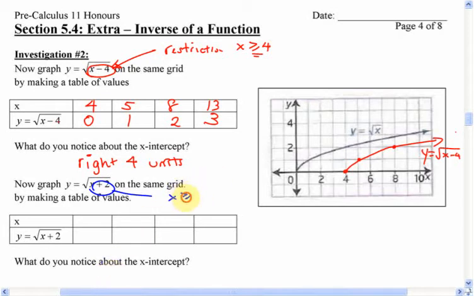Greater or equal to -2. Good. So what value do you want me to start with? How about -2? Yeah, that would be 0. I think -1, I'll try next. -1 plus 2 is 1. Square root of 1 is 1.